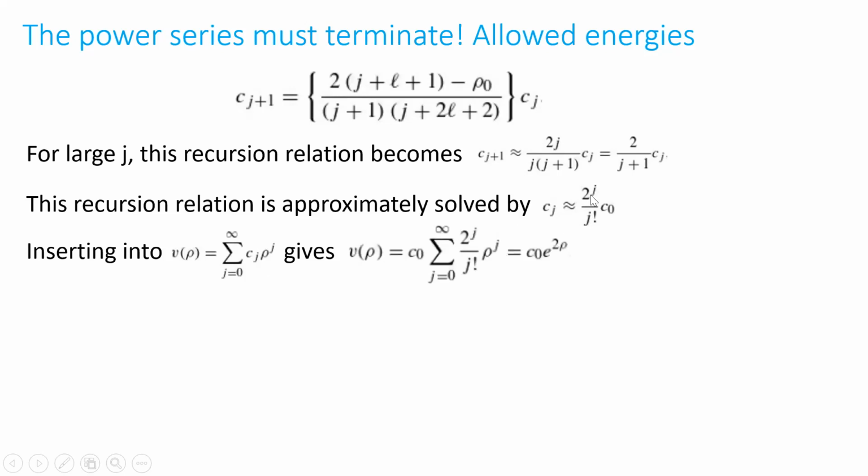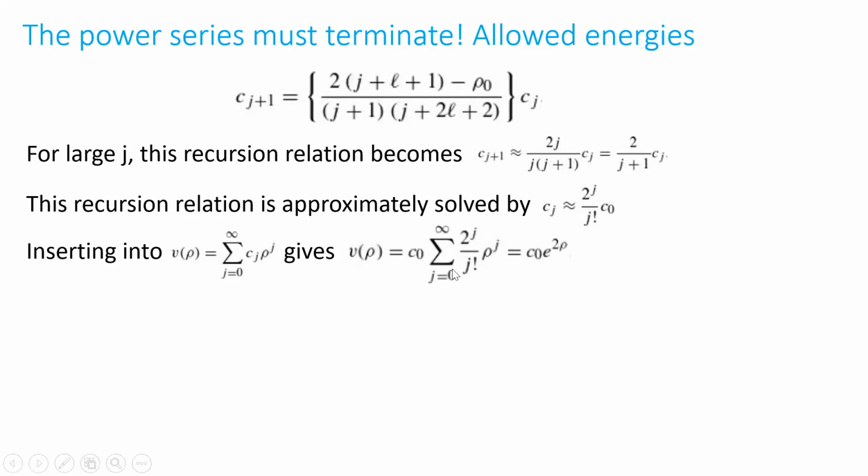So inserting that approximate solution into our power series for our desired function V, inserting that Cj here, gives V equals C naught. We can pull out the C naught since it's a constant, it doesn't depend on J. 2 to the J over J factorial rho J. Now, we can put 2 and rho together, 2 rho to the J over J factorial, sum from 0 to infinity. And that's the expansion of the exponential.